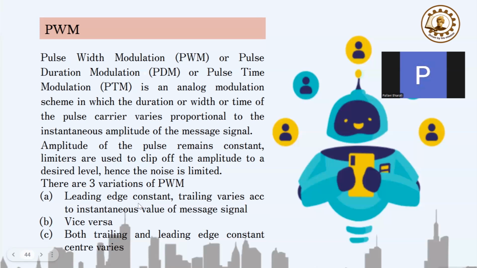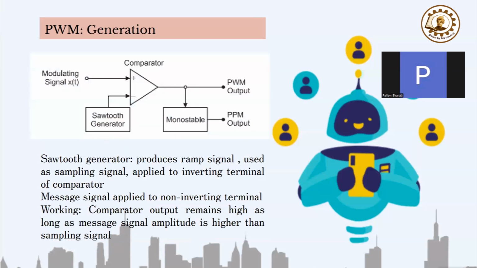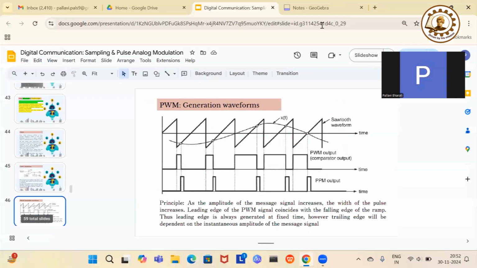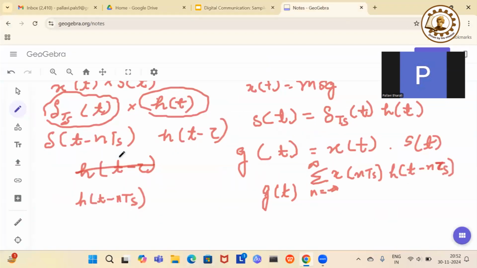Either you will keep the leading edge constant and the trailing edge varies according to the message signal, or the trailing edge is kept constant and the leading edge is varied, or both trailing and leading are varied, with the center kept constant. So let us see what is meant by these trailing and leading edges. So first let us do this part over here. What happens?